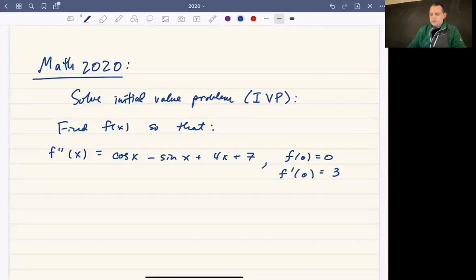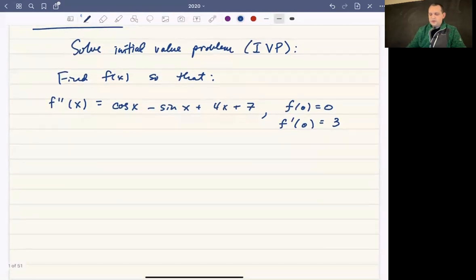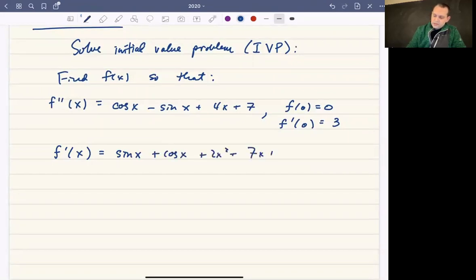And so what we're going to do is we're going to work backwards. This is the second derivative. From there, we can integrate once to find the first derivative. So we can think about what's the antiderivative of the function that we have. And that would be sine of x plus cosine of x plus 2x squared plus 7x plus c.